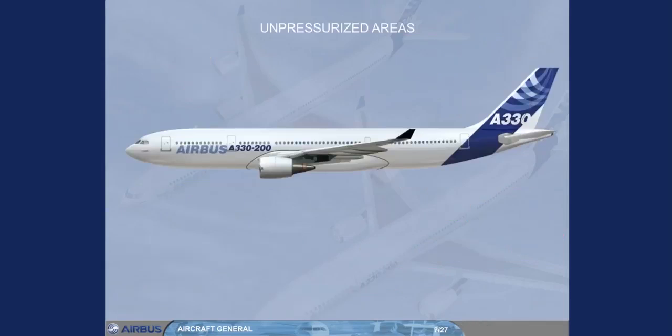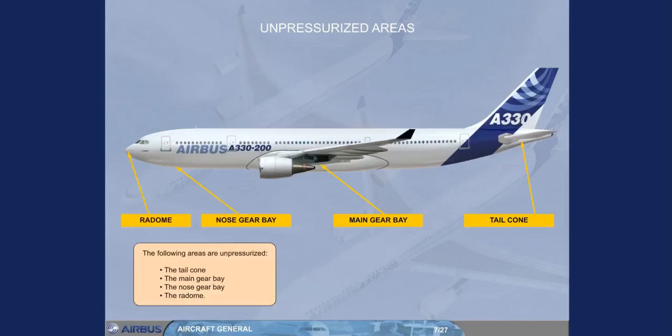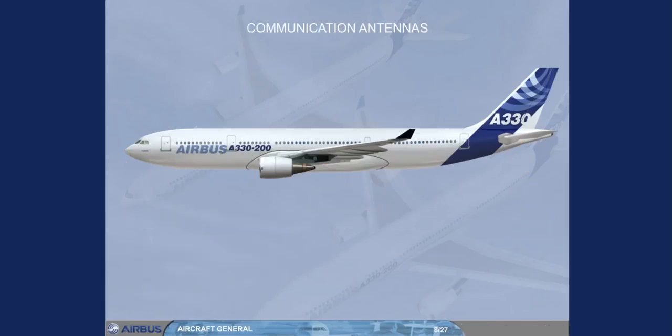The following areas are unpressurized: the tail cone, the main gear bay, the nose gear bay, and the radome. Let's briefly familiarize ourselves with the location of the communication antennas. VHF-1, VHF-2, VHF-3, and HF-1 and 2.